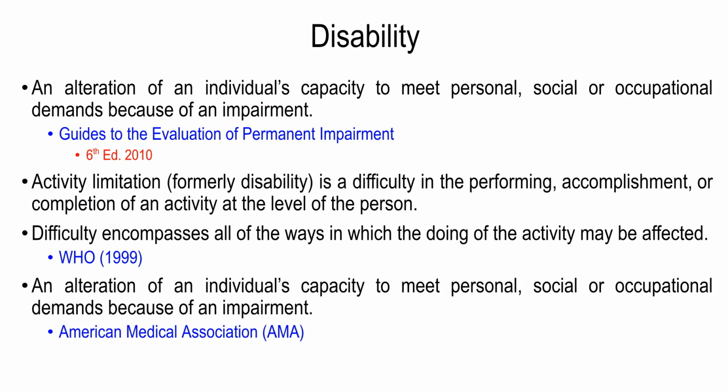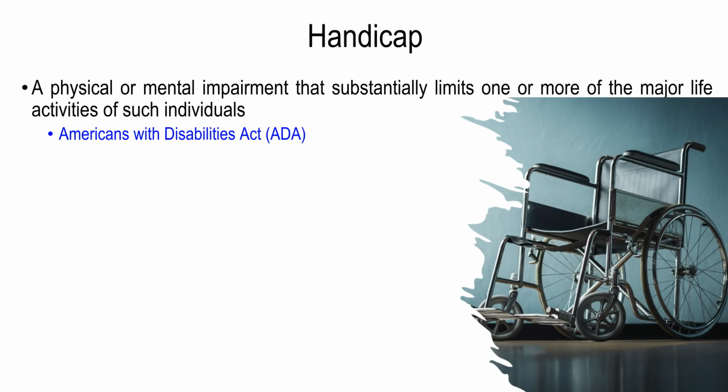Disability is defined as an alteration of an individual's capacity to meet personal, social, or occupational demands due to an impairment. This includes activity limitation, which is a difficulty in performing or completing an activity. A handicap, according to the Americans with Disabilities Act, is a physical or mental impairment that substantially limits one or more of the major life activities of such individuals.